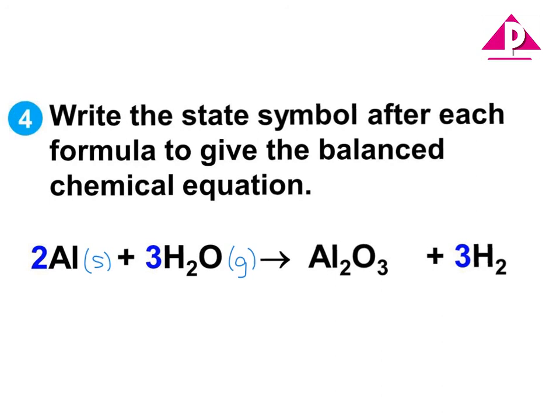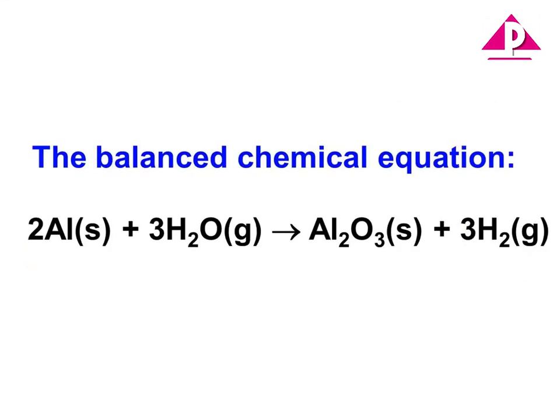The product, aluminium oxide, is a solid. Use state symbol (s) to represent its solid state. Hydrogen is a gas. Use state symbol (g) to represent its gaseous state. This is the balanced chemical equation for the reaction between aluminium and steam.